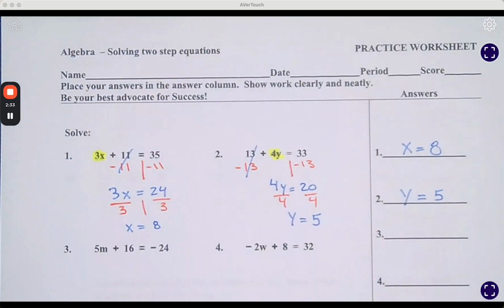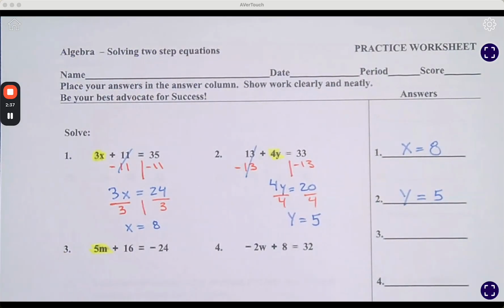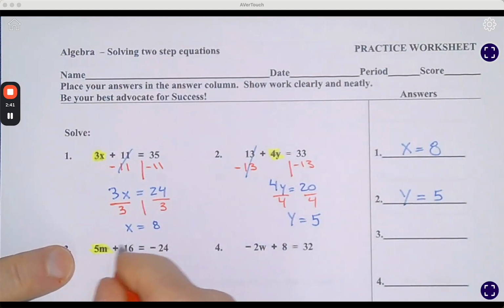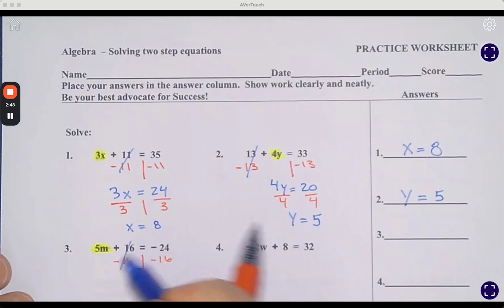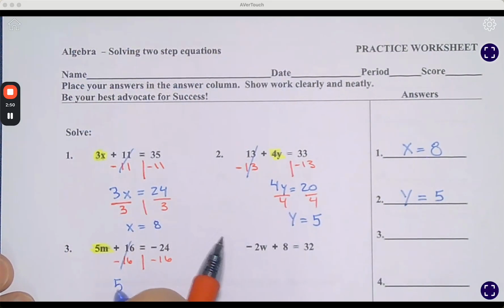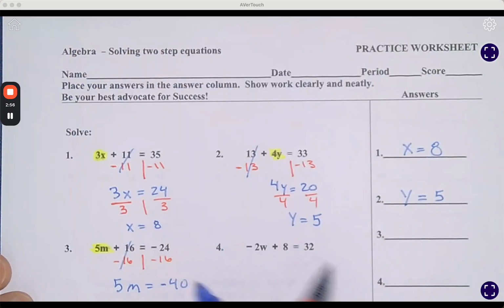All right, let's do it again. Identify that variable term. There it is. Undo the operations, the addition and subtraction away from it. So undo addition. That's subtraction. This goes to 0 like we wanted. Boom. I'm left with 5m equals 24 minus 16, which is negative 40.